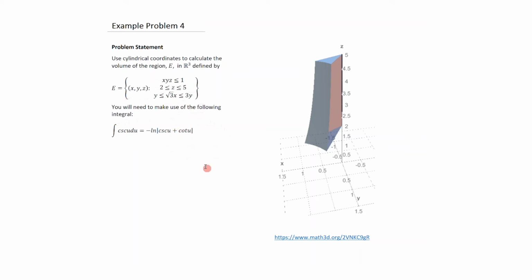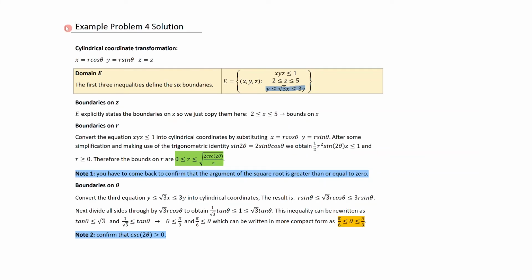This object, if you were to graph it out, would look like this, and you can click on this URL if you want to visualize it. Anyway, so it's something maybe of interest to you. All right, so the next thing is to solve the problem, that is example problem 4 solution. And this problem is to be solved in cylindrical coordinates, so we'll use the cylindrical coordinate transformation, which is x equals r cos theta, y equals r sine theta, and z equals z.